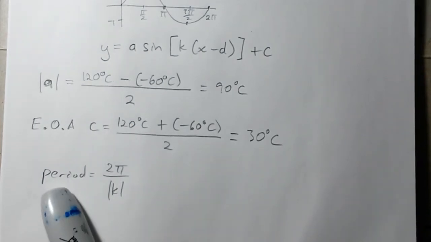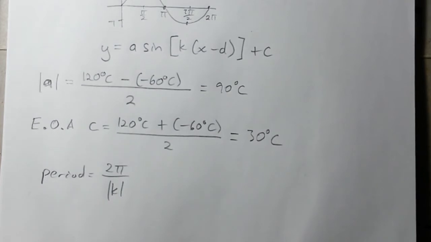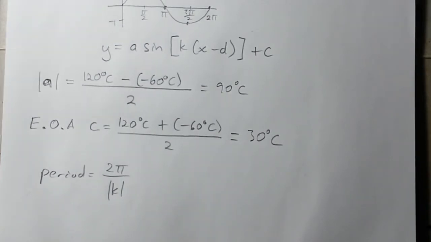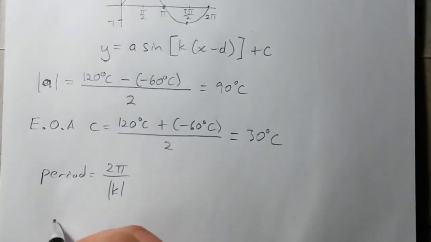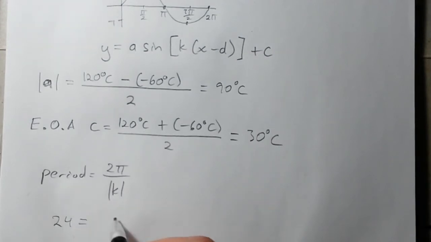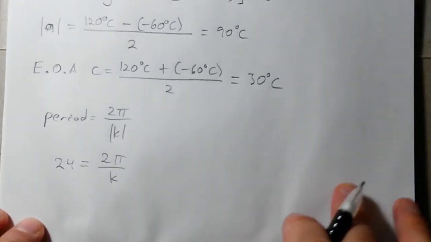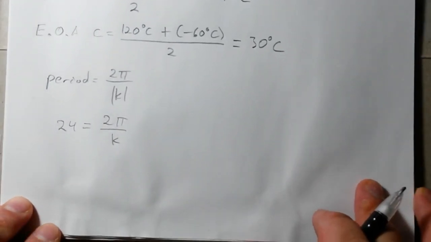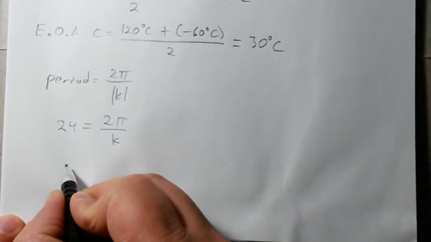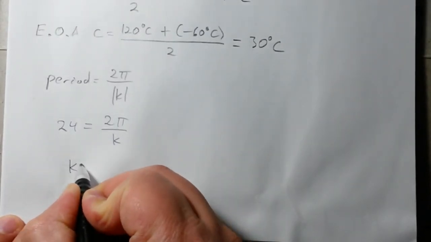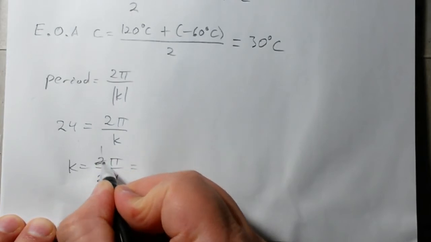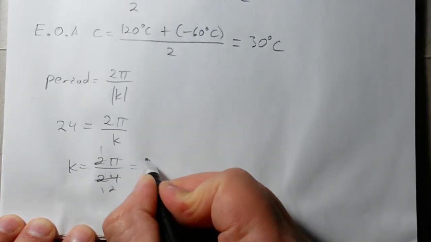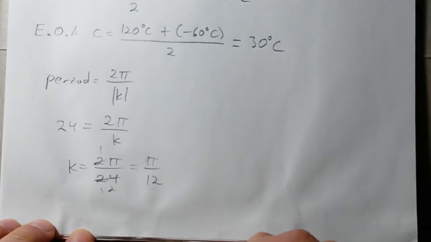We also know that the period, as I said before, is equal to 2 pi over K. So let's substitute the period and solve for K. The period happens to be 24 hours, equals 2 pi over K. So K will be equal to 2 pi over 24, half of this is 1, half of this is 12, which is the same as saying pi over 12.